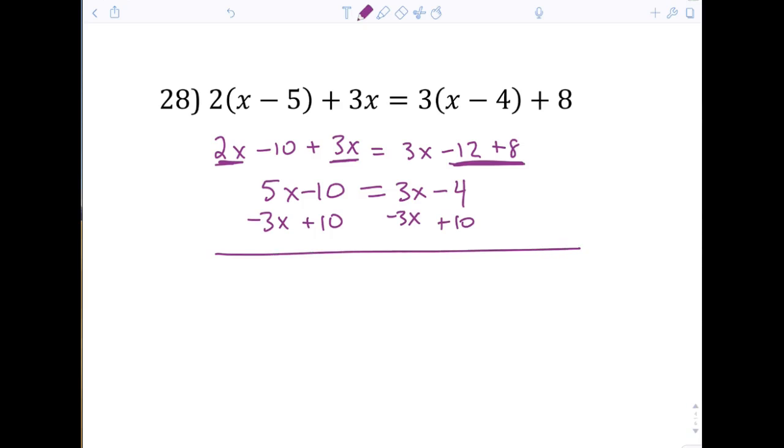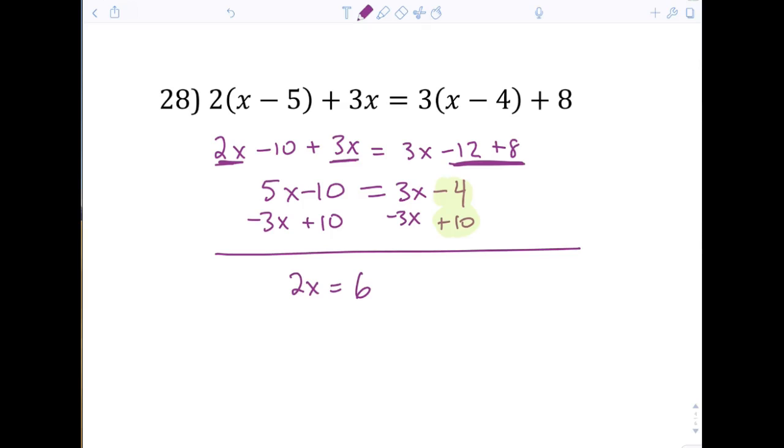So now when you simplify that, tell me what that simplifies to. Now look up, look up. Negative 4 plus 10. Yes. Good job. All right, so final answer is just what? X equals 3.